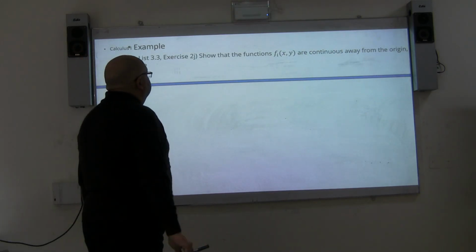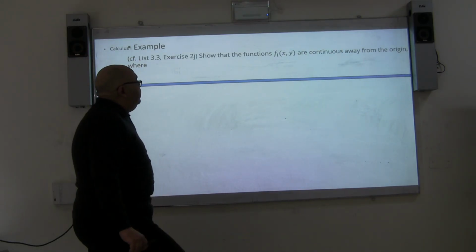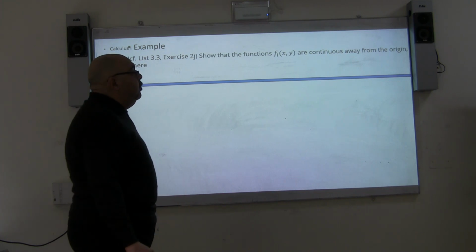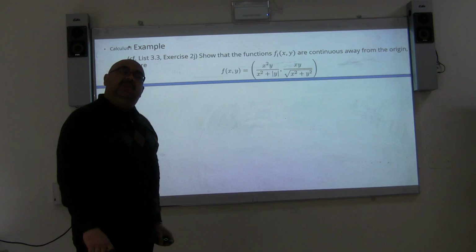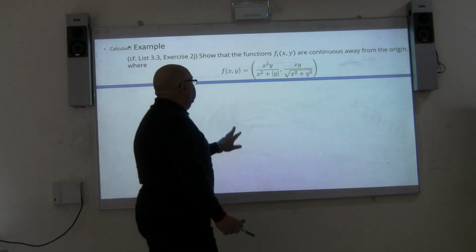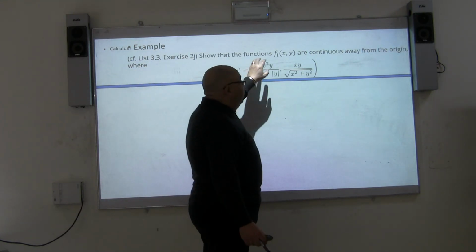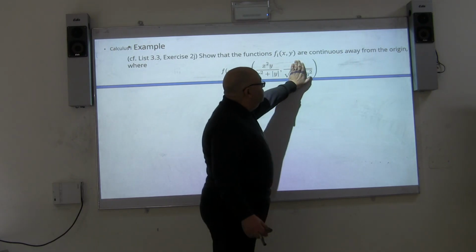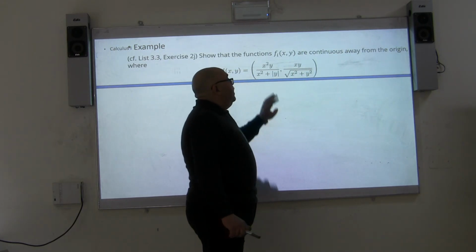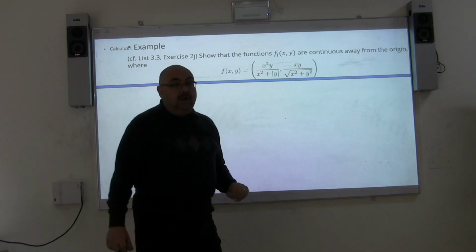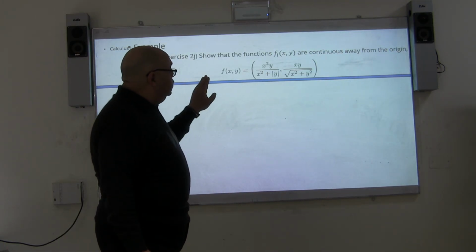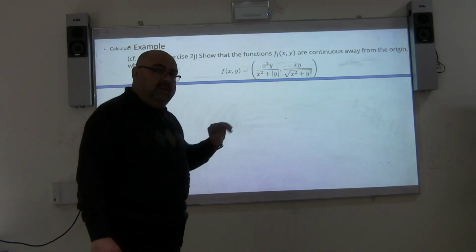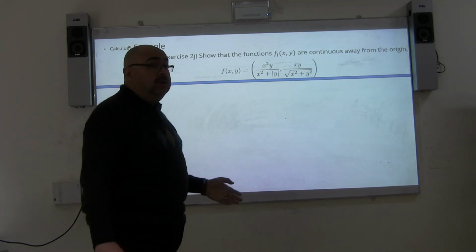طيب هنا بص على example. You will show that the function f of x and y is continuous away from the origin. ودي vector valued function. اشمعنى vector valued function؟ لأن الانبوت x y will output how many parts? Two of them. طيب how to be continuous away from the origin? We want you to show that the functions are continuous away from the origin. بعيد عن الاوريجن. وانت مش عارف الاوريجن.